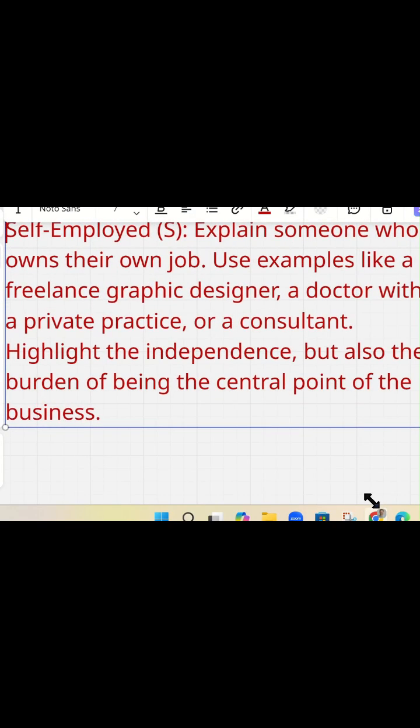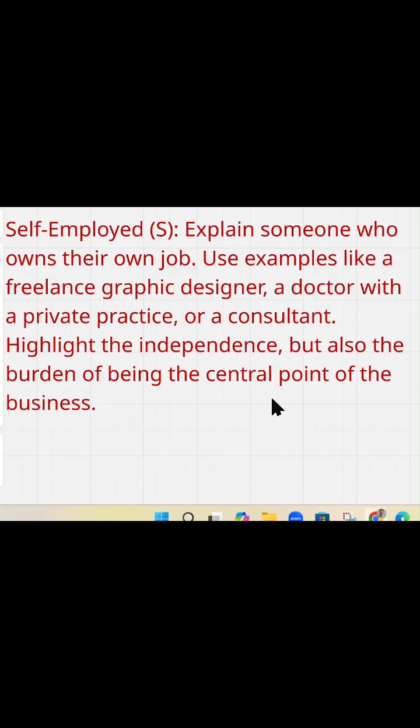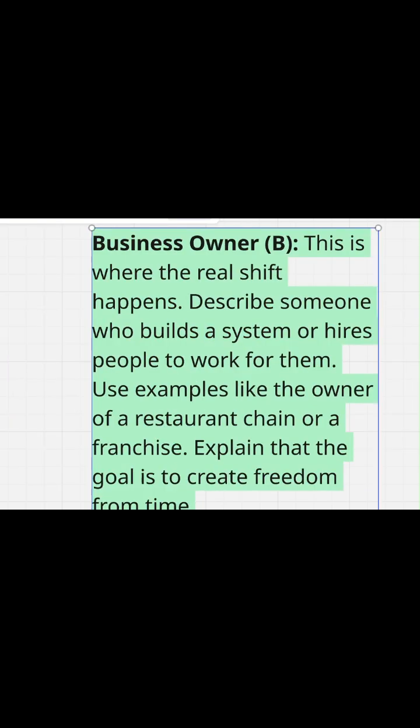Self-employed: S explains someone who owns their own job. Use examples like a freelance graphic designer, a doctor with a private practice, or a consultant. Highlight the independence, but also the burden of being the central point of the business.